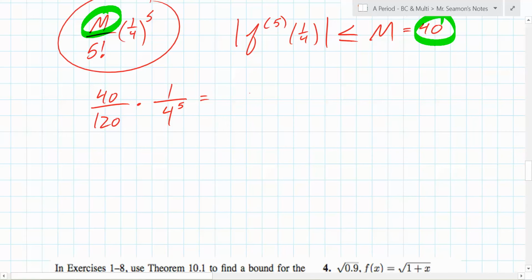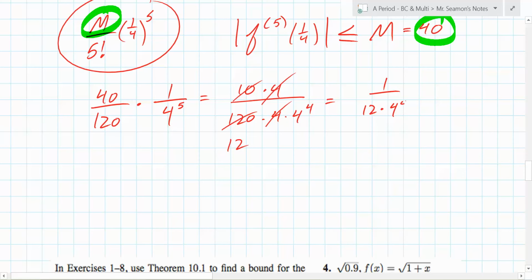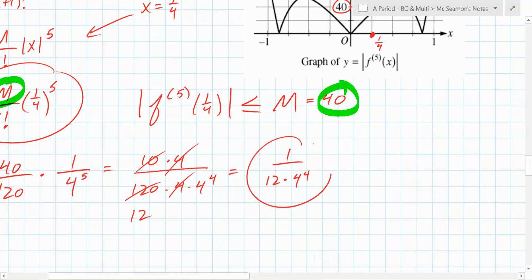Cancel what you know. Well, you know that's 10 times 4 over 120 times 4 to the 4th, right? You see how I expanded it right there? Do things start canceling? Yeah. So this cancels and this becomes a what? 12. So what is this? 1 over 12 times what? 4 to the 4th.